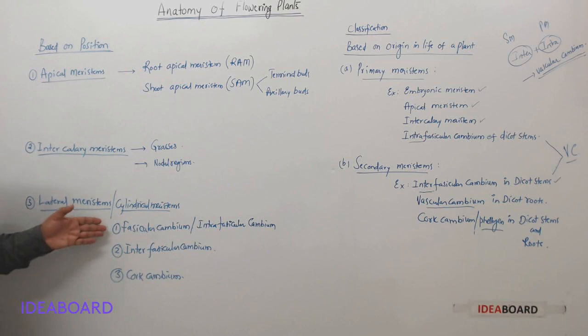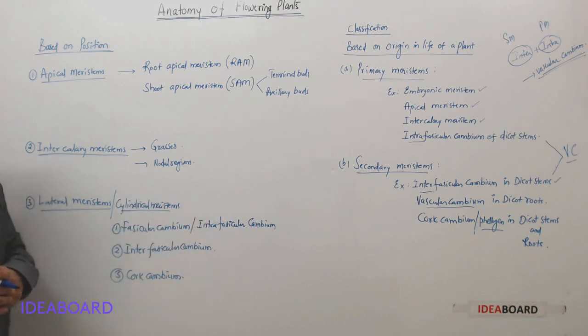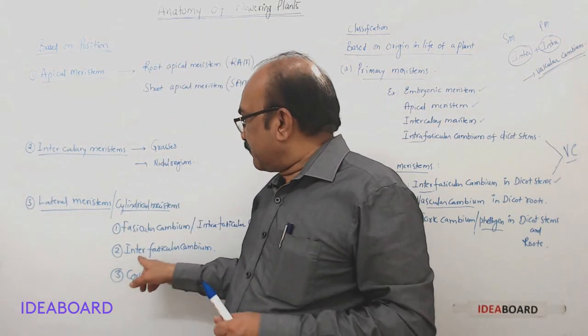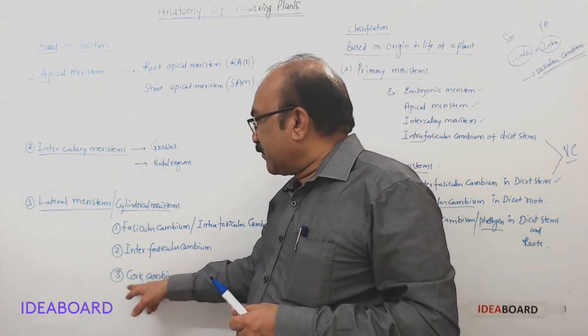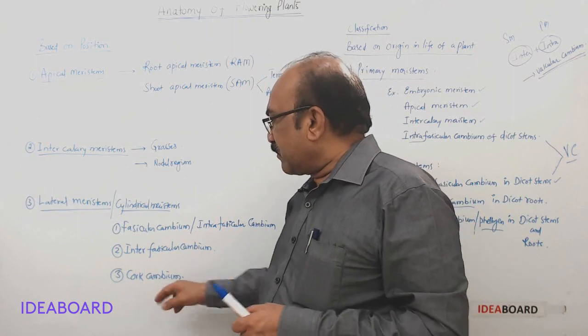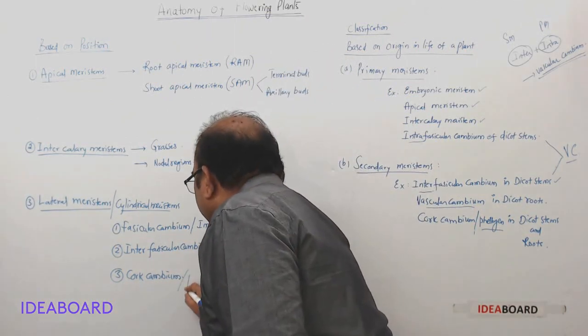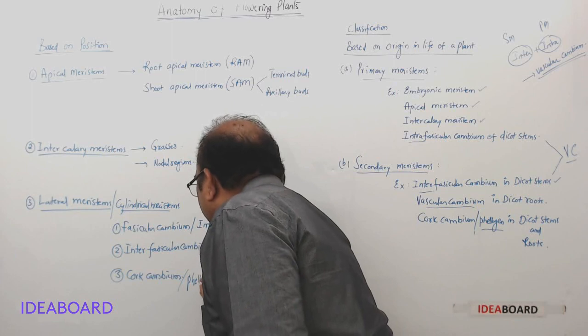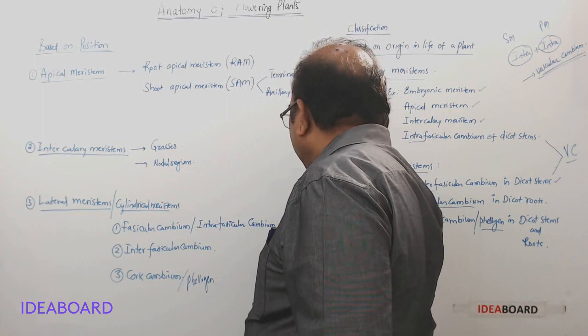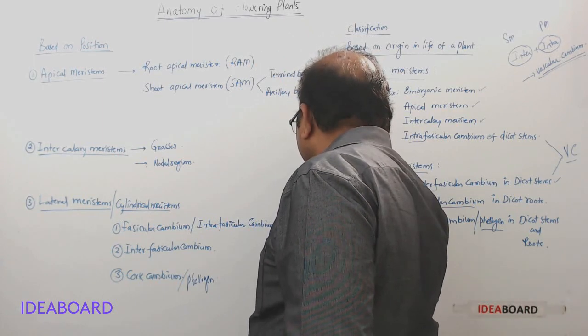Already we discussed that the cambium present within the vascular bundle is called fascicular cambium or intrafascicular cambium. The one formed between the vascular bundles is called interfascicular cambium. And the cambium formed in the cortical region or cortex of the stems and roots is called cork cambium or phellogen. And all these lateral meristems help in what growth? Secondary growth.